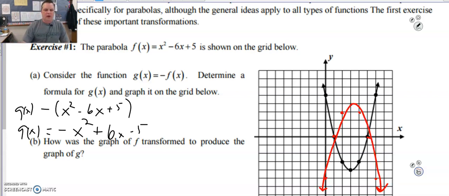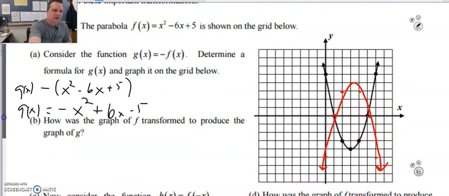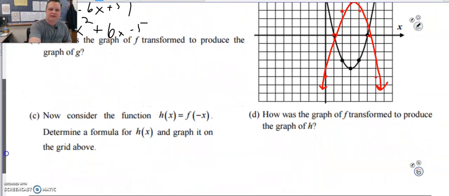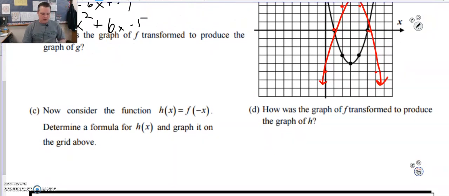Okay, so how was the graph of f transformed to produce the graph of g? Okay, what happened? It was a reflection over the x-axis. So you could write that down, reflection over the x-axis. Okay, letter C, now consider the function h of x, f of negative x. Determine the formula for h of x.